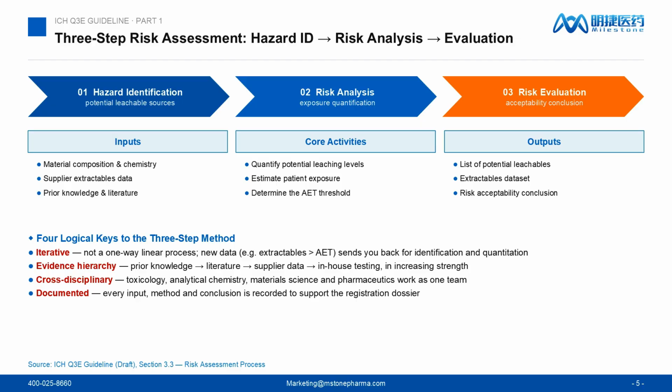Let's zoom into the 3-step assessment itself: hazard identification, risk analysis, risk evaluation. Step 1. Hazard identification. You collect everything that tells you what might migrate: material composition, supplier extractables data, prior knowledge, literature. The output is a list of potential leachables, your suspect list. Step 2. Risk analysis. Now you put numbers on the suspects. How much actually migrates? How much reaches the patient? And where is the action threshold, the AET, which we will spend a lot of time on in Part 5. Step 3. Risk evaluation. You weigh the evidence and conclude, acceptable or not acceptable.